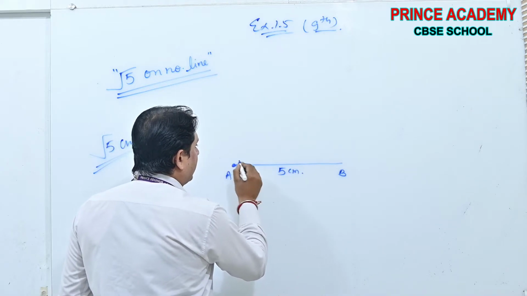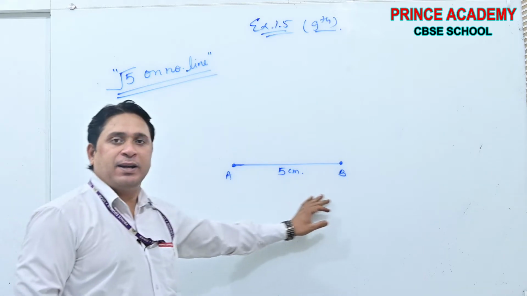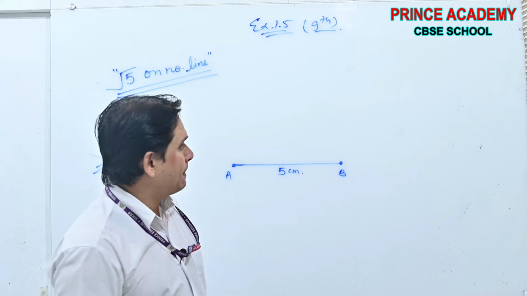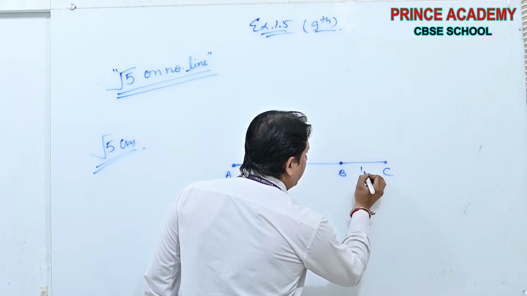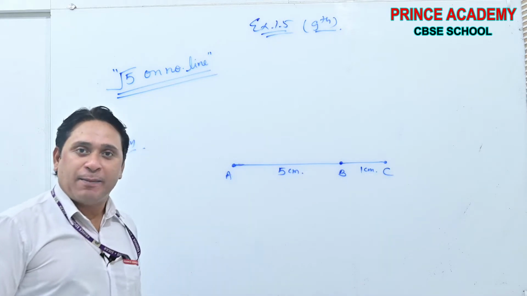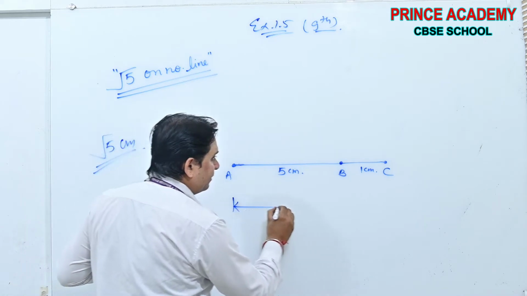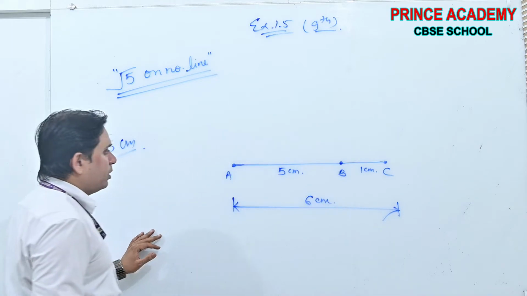You have to find root 5 now. Take a line segment of root 5 centimeters. Second step, add 1 to it. Okay, beta, done. Now see, what is AC? 6 centimeters, yes or no?